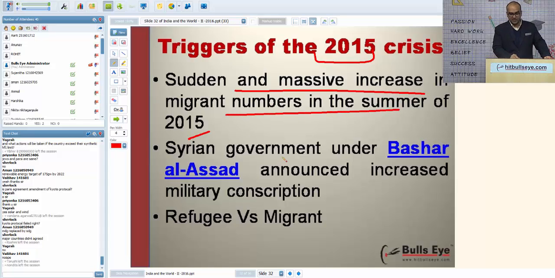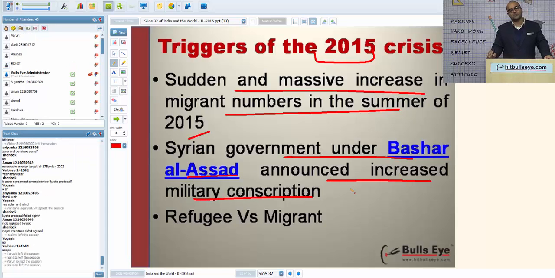This is because the Syrian government under Bashar al-Assad announced increased military conscription. That is, a number of people against their will were made a part of the military, right? Also, there is another issue of a number of attacks that were conducted by the Bashar al-Assad government against his own population. That is why, trying to escape that conflict, the Syrian refugee crisis has increased.